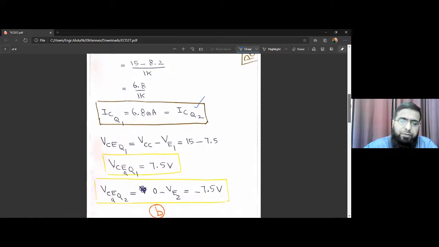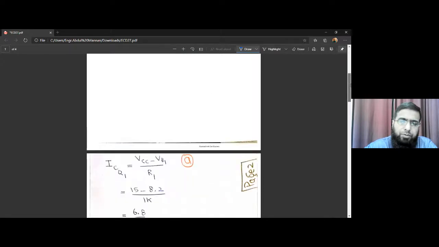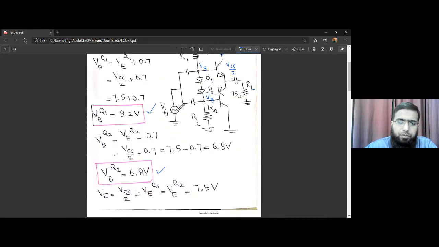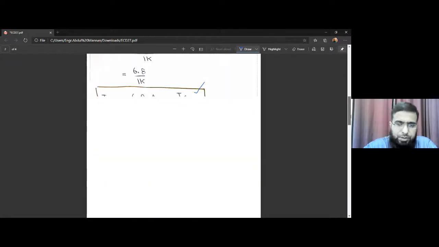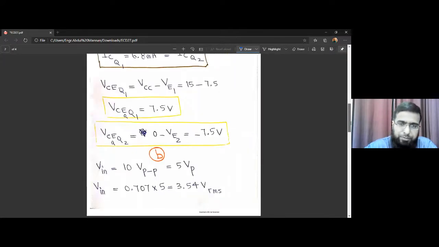Then we have to find VCE of Q1. The voltage of the emitter is 7.5. The collector of Q1 is at 15 volts, and the collector of Q2 is at 0 volts. So VCE for Q1 would be 15 minus 7.5, which is 7.5. What would be VCE for Q2? 0 minus 7.5, so negative 7.5. So we have 7.5 for VCE of Q1 and negative 7.5 for VCE of Q2.